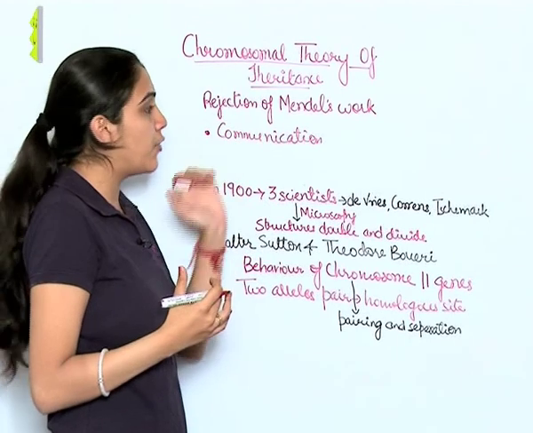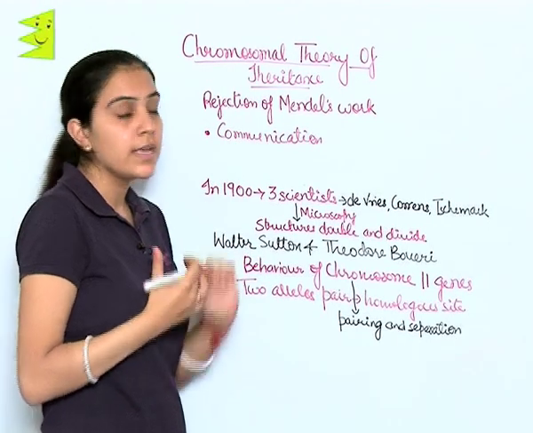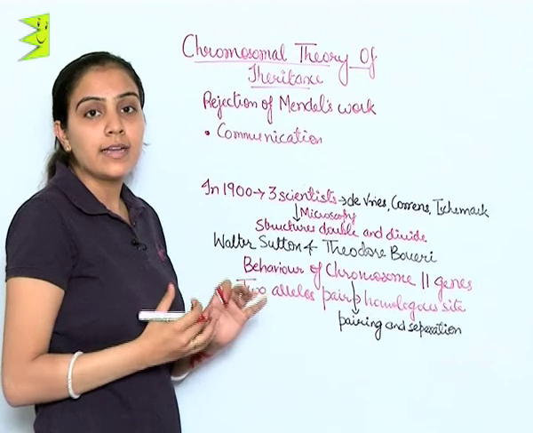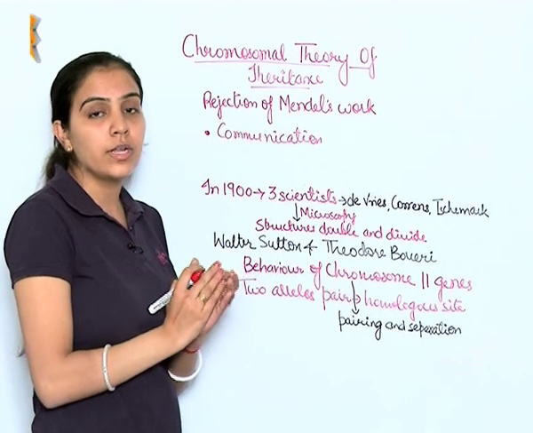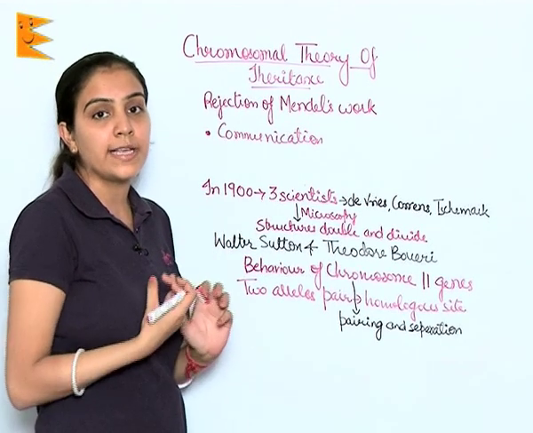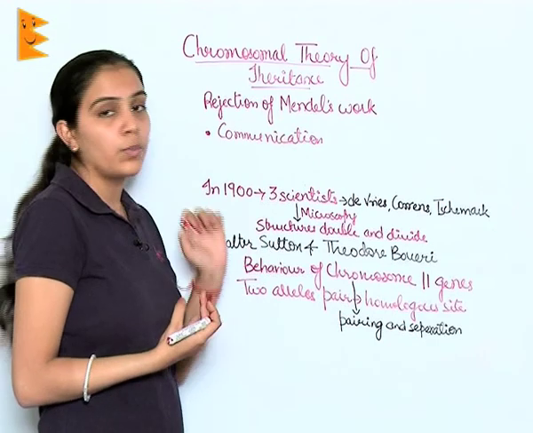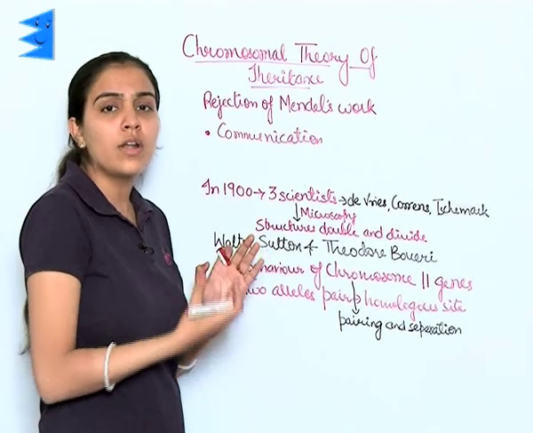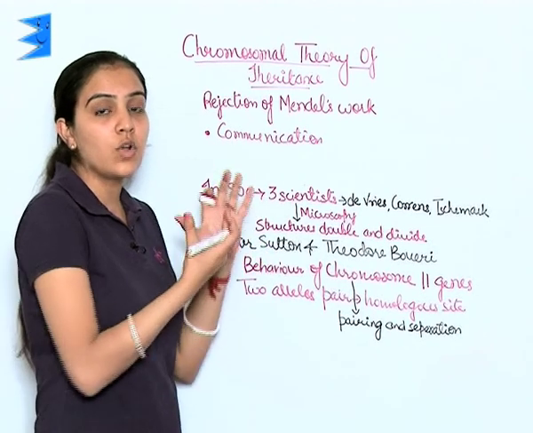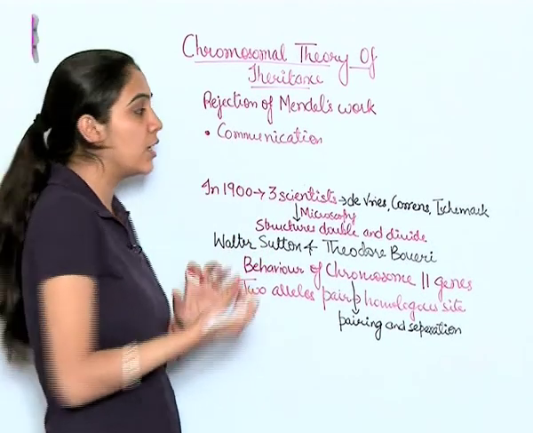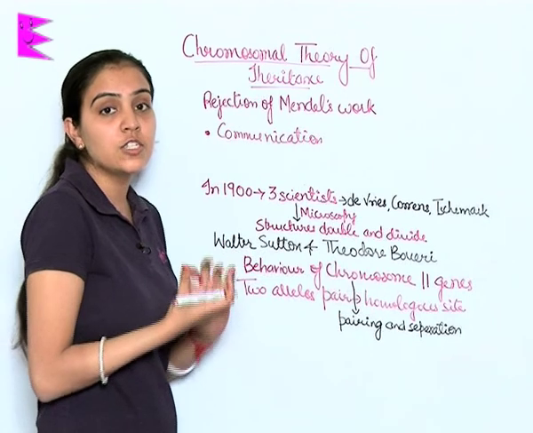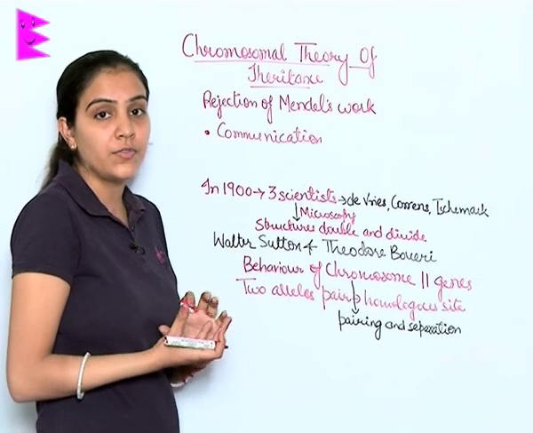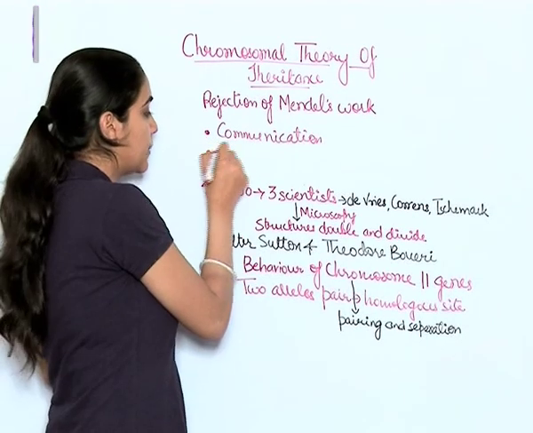The second reason for the rejection of Mendel's work was that he stated that genes are the stable units or controlling factors for the expression of traits. But when his contemporaries worked, they found that there is continuous inherited variation. So how can genes be the only controlling factor or discrete unit?